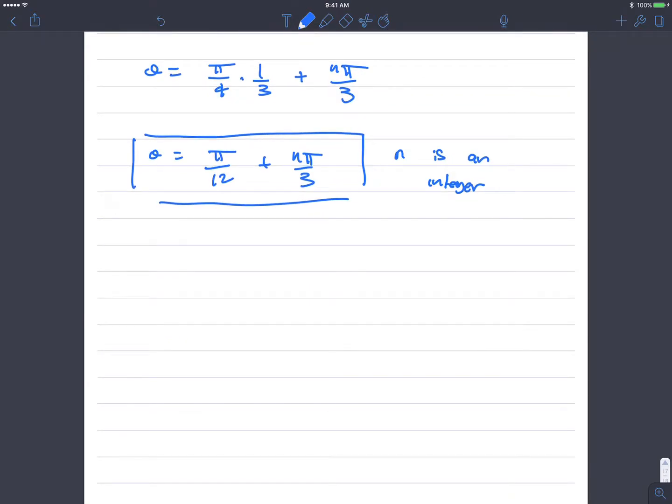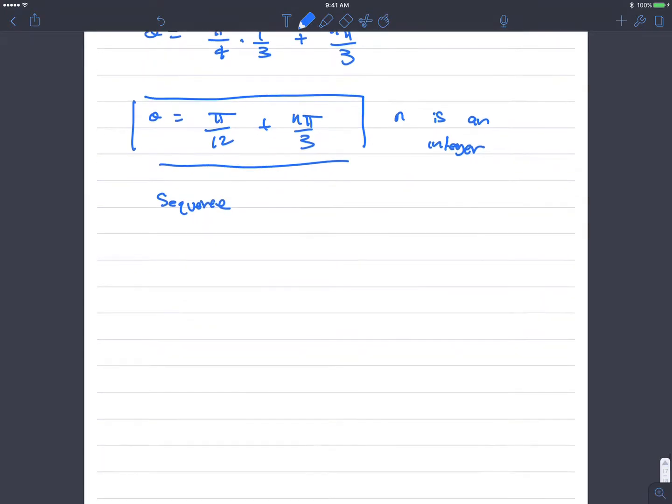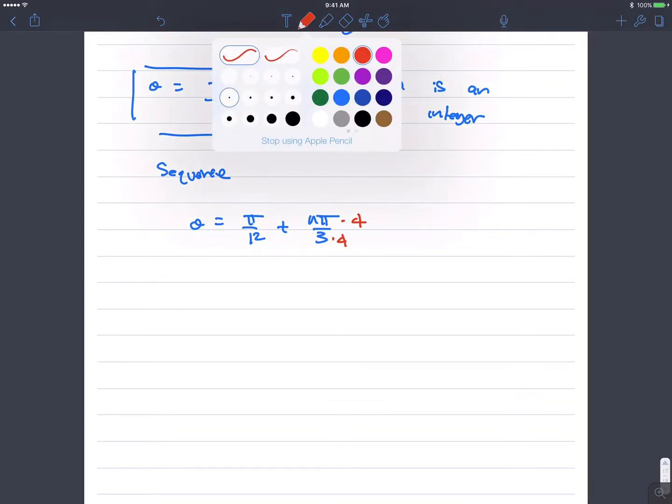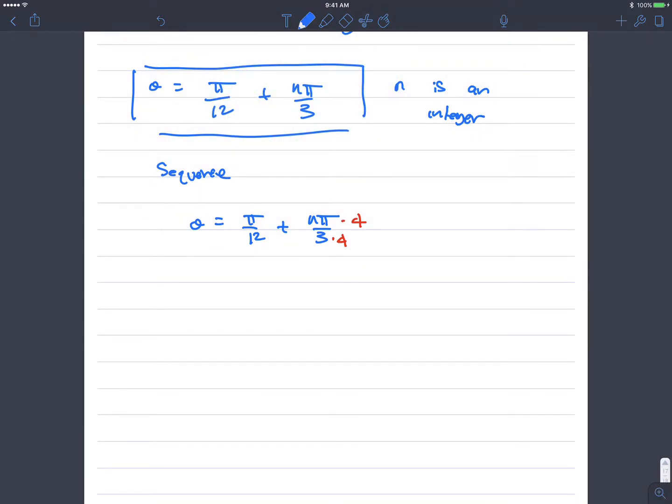So here's your general solution. Now if we want to notate the sequence here, just do some algebra. Algebraically speaking, we get pi over 12 plus n pi over 3, right? We're going to multiply now, since we need to have the same denominator. When we add fractions, multiply the second one here, both numerator and denominator, by 4. So now your theta will be pi over 12 plus 4n pi over 12.